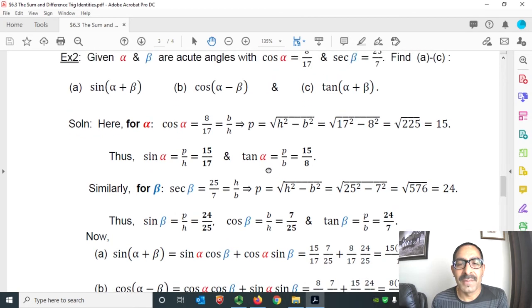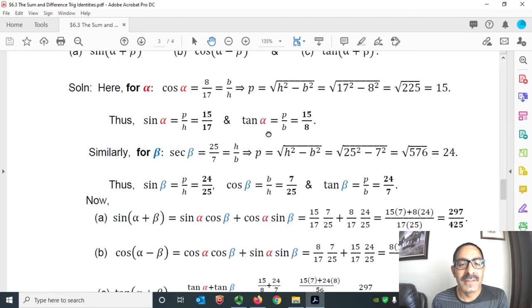Let me scroll this way. Yep, that's better. So sine alpha is the ratio of perpendicular over hypotenuse. So p is 15, hypotenuse is 17. So sine alpha is 15 over 17. Similarly, tangent alpha is the ratio of perpendicular over base, p over b. P is 15, b is 8, so tan alpha turns out to be 15 over 8.